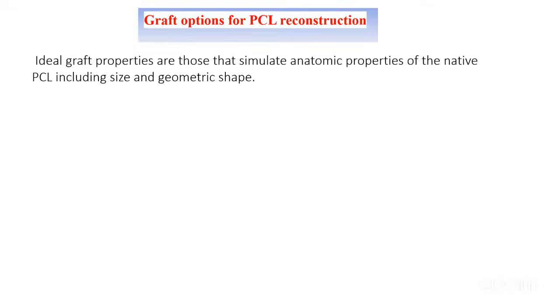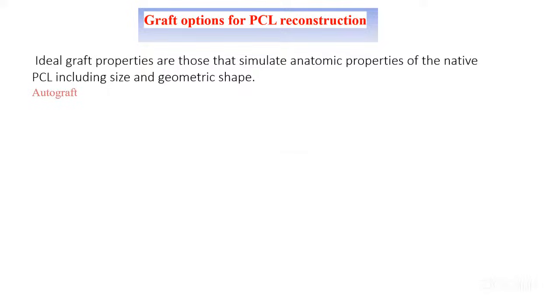So coming to the graft options. What is the ideal graft for PCL reconstruction? The ideal graft properties are those that mimic the anatomic properties of the native ligament of the PCL, including the size and geometric shape. So what are the graft options we have for PCL reconstruction?